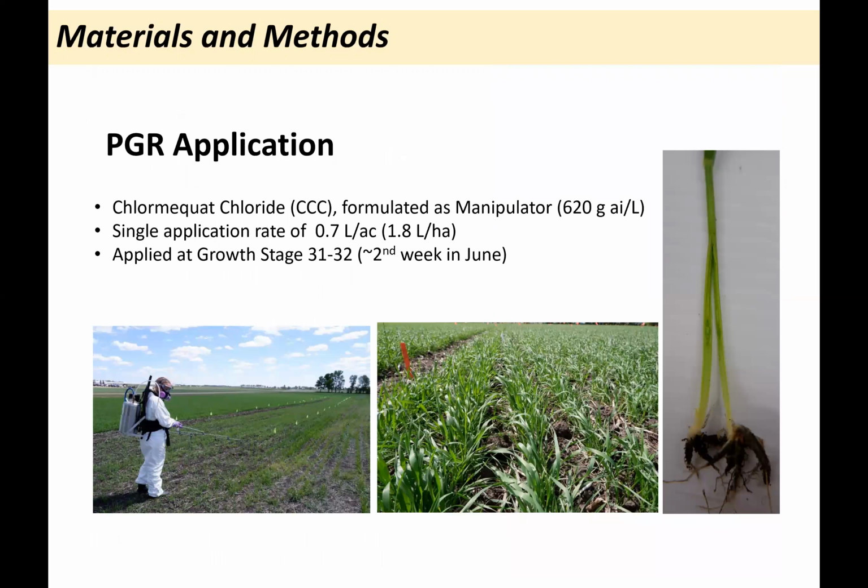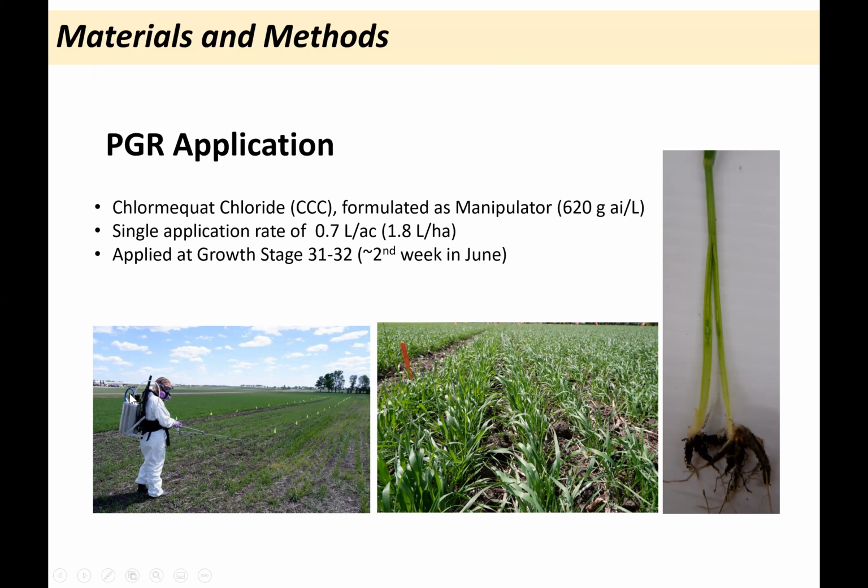A little more about the PGR application itself, seeing as that's what we're focusing on. Chlormequat chloride was applied as Manipulator using a single application rate of 1.8 liters per hectare. It was applied at growth stage 31 to 32, which is really when the stem is starting to elongate. That worked out to about the 2nd week in June at all our sites. It was applied using a CO2 backpack sprayer.